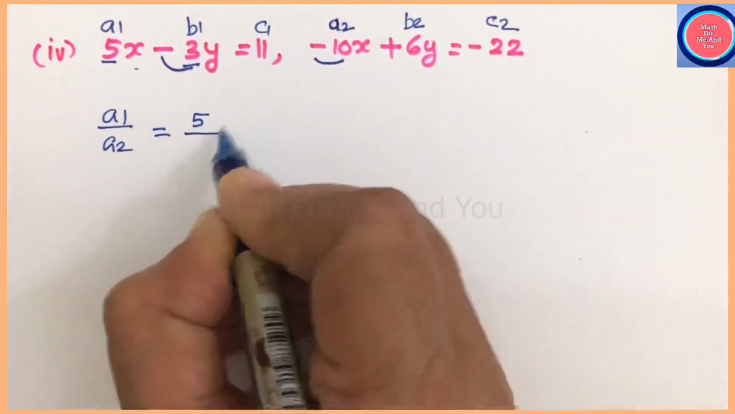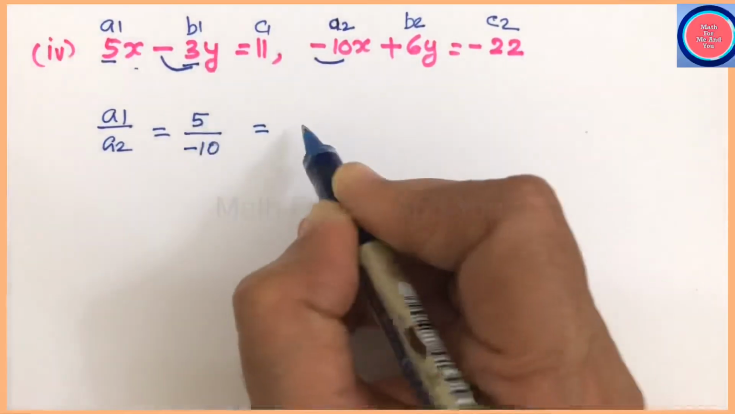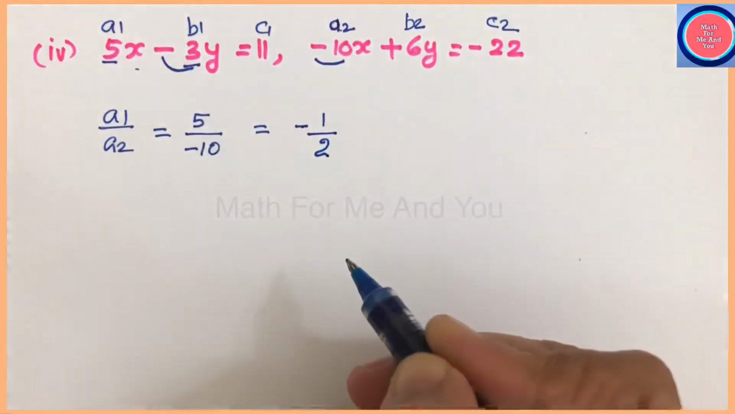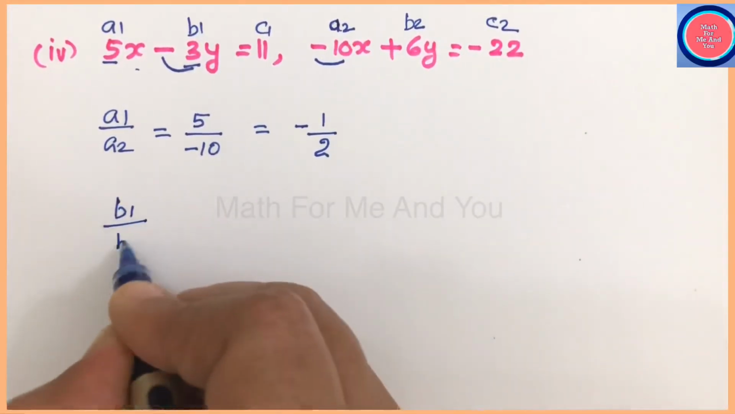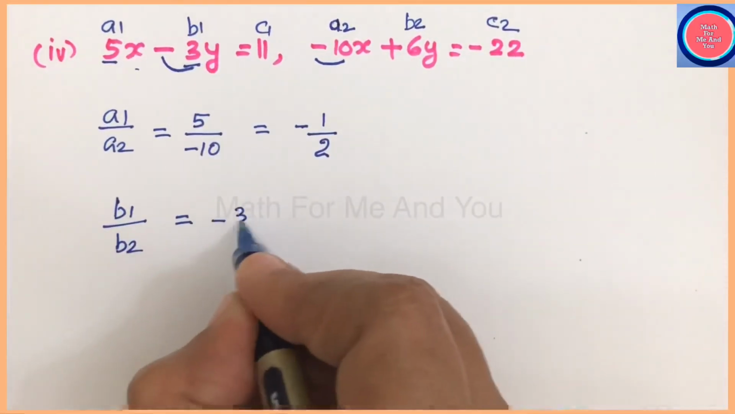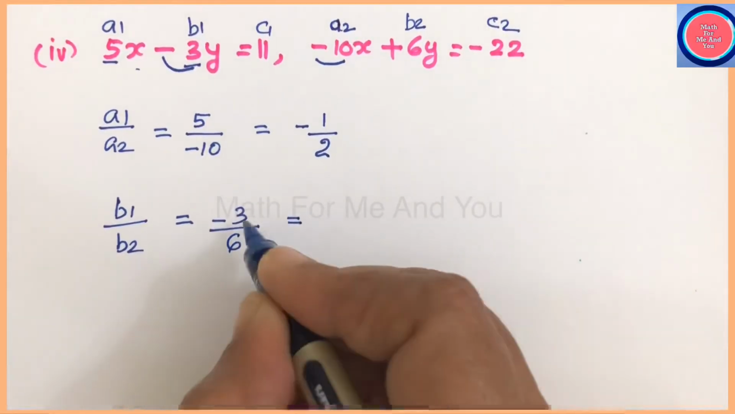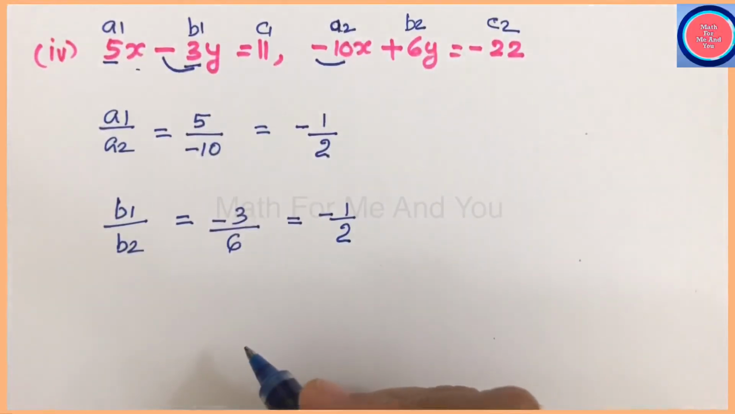Now write the ratio. A1 by A2. 5 by minus 10. Cancel with the 5. Then we get minus 1 over 2. Negative number. Then we write B1 by B2. Ratio of coefficients of y. Minus 3 by 6. 3 and 6 can be cancelled. Then minus 1 by 2 we get.